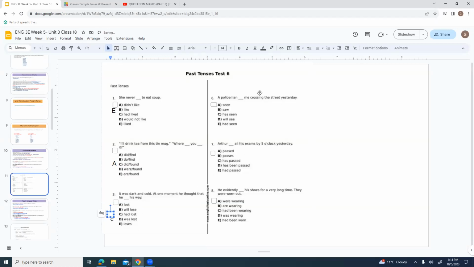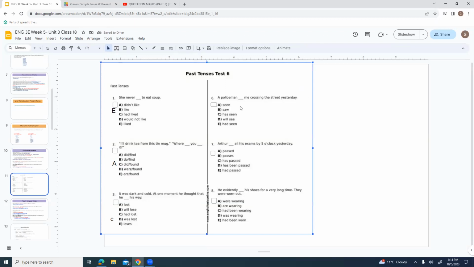Okay. A policeman something me crossing the street yesterday. A policeman seen me crossing the street yesterday. That is past tense, but we wouldn't use it without a helper verb. A policeman saw me crossing the street yesterday. Yeah, could use that. A policeman has seen me crossing the street yesterday. No, because that's talking about the present tense, but yesterday means it's a past tense. Will see. Nope, that's the future. A policeman had seen. So for that one, I would again go with the E, had seen. There we go. So again, just an E.